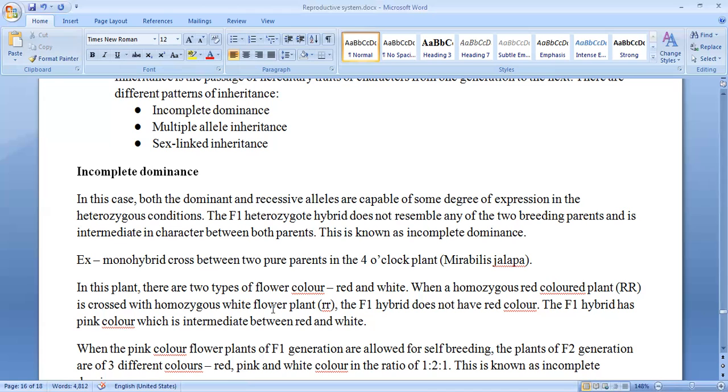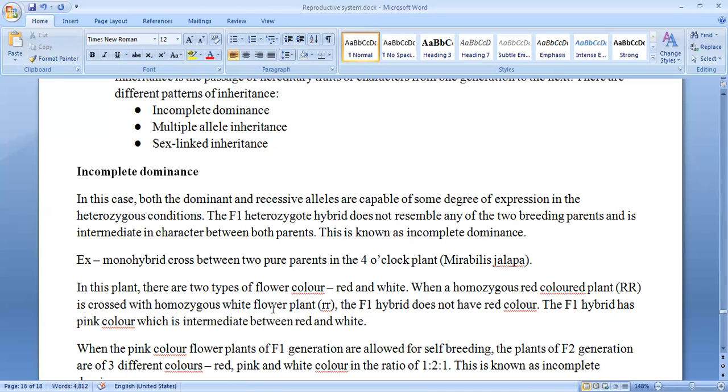So if you cross these two plants, okay, it is found that the F1 hybrid, F1 means the first generation hybrid, the offspring who are obtained by crossing these two varieties, that plant, the flowers will not have red color. You have crossed a red colored plant with a white colored plant, and you will find that the color of the flowers in this F1 hybrid is in between white and red. That is why those flowers will have a pink color.